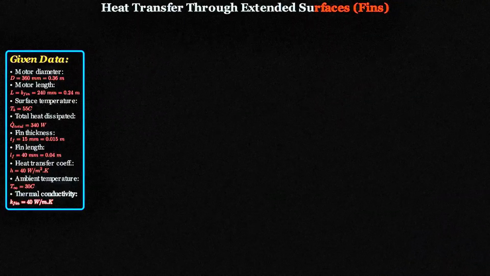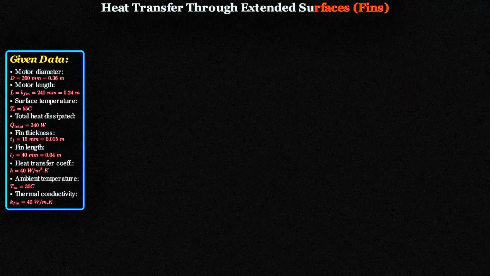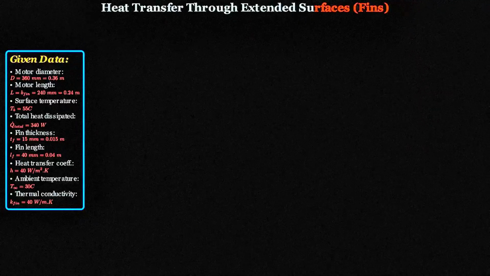Let's organize our given data. Motor diameter, 360 millimeters, which equals 0.36 meters. Motor length, also the fin width, 240 millimeters or 0.24 meters. Base temperature, 55 degrees Celsius. Total heat dissipated, 340 watts.